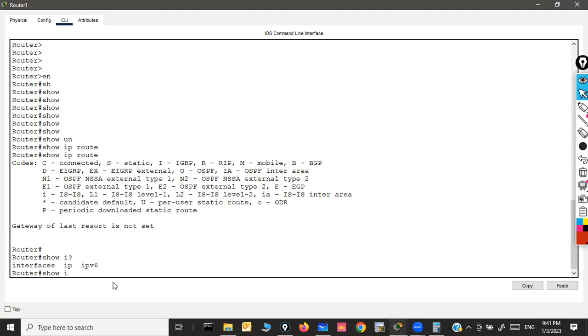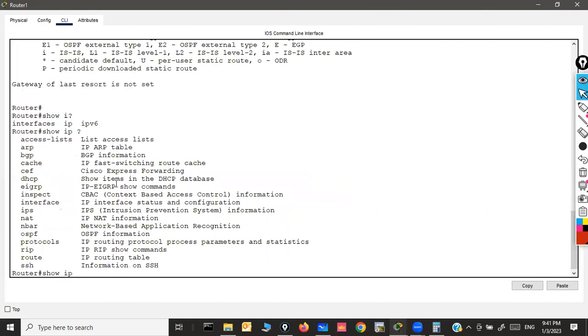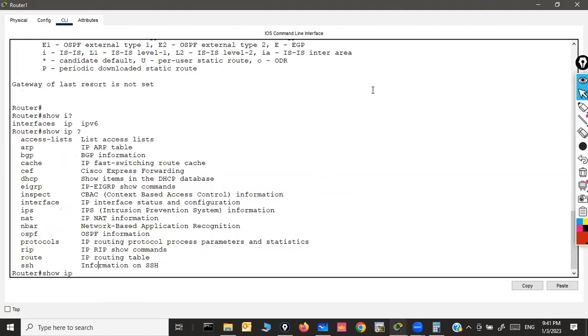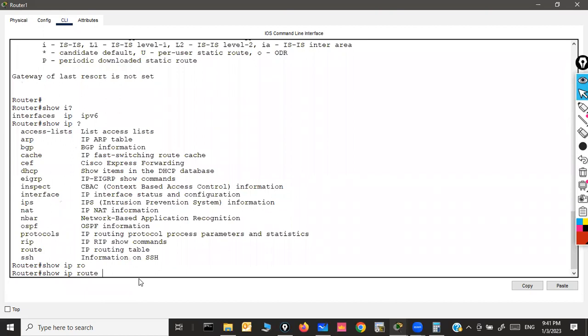Now let's say I type here IP. Still, I don't remember the next command syntax, so you can use the question mark here. The output displays different options. Now I remember, okay, I need to run this command. So now again, just type RO, for example, tab, and then the command is completed.